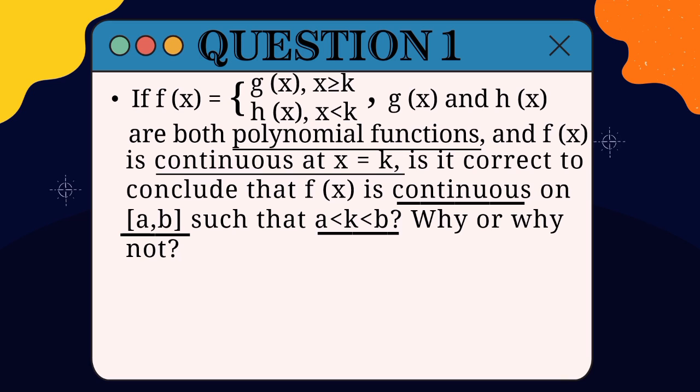So, we might conclude here po that the interval from a to b such that a is less than k and k is less than b is not always continuous po. Since according to it nga po, possible pa na may mga jumps or holes or any disruptions po if concluded po yung k po sa interval from a to b even though it is within the interval.